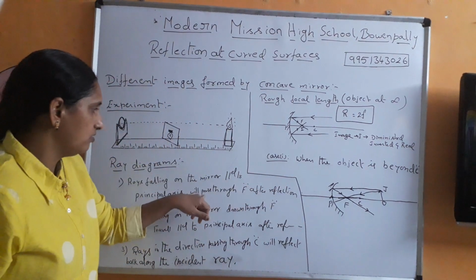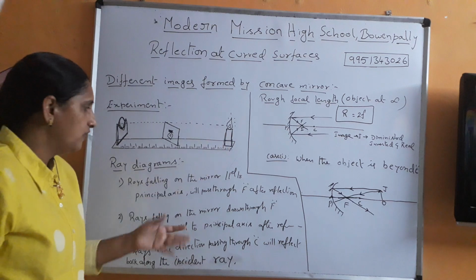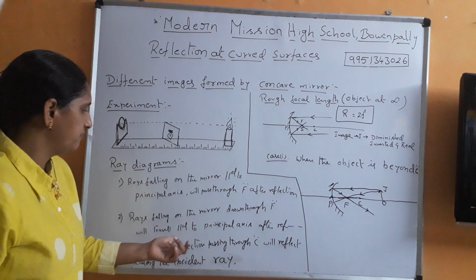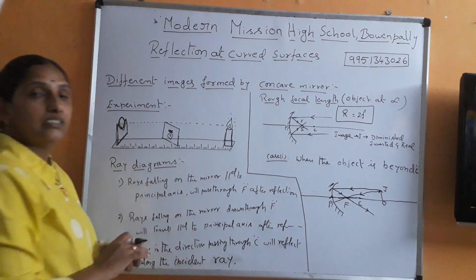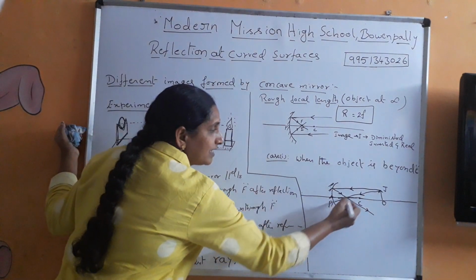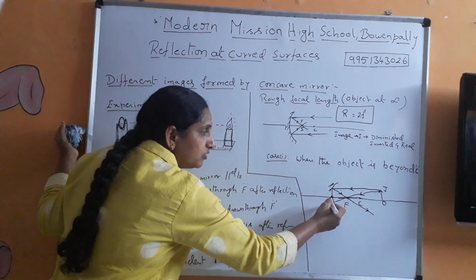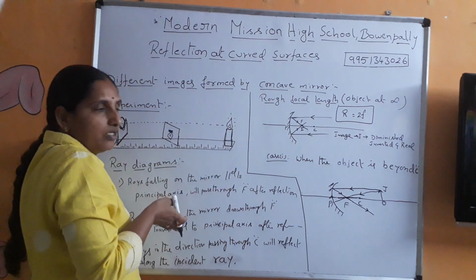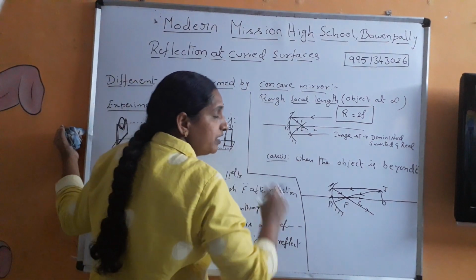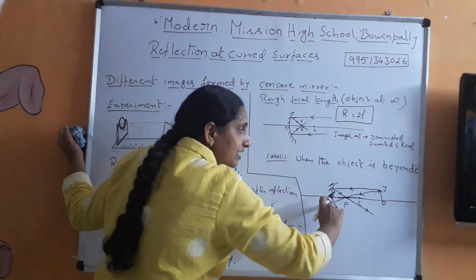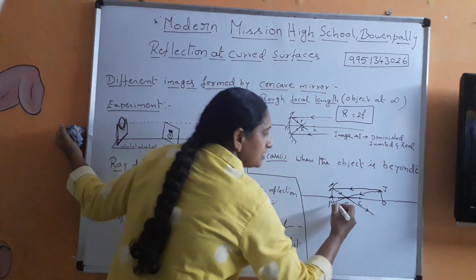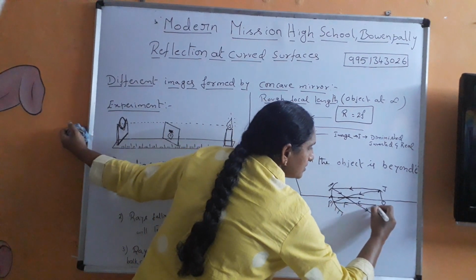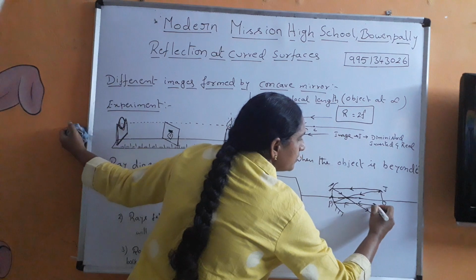So the first rule is applied. Now go for the second one: a ray falling on the mirror through F will travel parallel to the principal axis. See, the ray is passing through the focus and falling on the mirror. Then how should the reflected ray be? The reflected ray should align itself parallel to the principal axis. So draw a line from this point parallel to the principal axis.